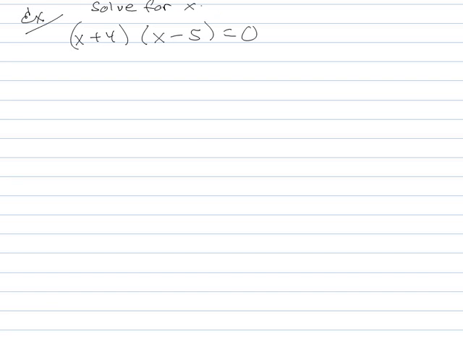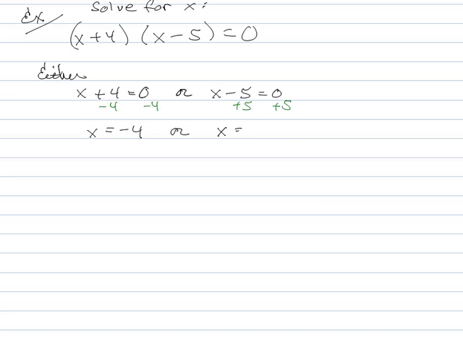Okay. Now what you can do is you can go in here and you can say, okay, well this means that either, and I'm just writing either for the moment so we're really, really clear, because they can't both be at the same time. Either x plus 4 equals 0, or x minus 5 equals 0. Okay, so if I solve for x on each one of these, I'll get that x is equal to negative 4, or x is equal to 5.